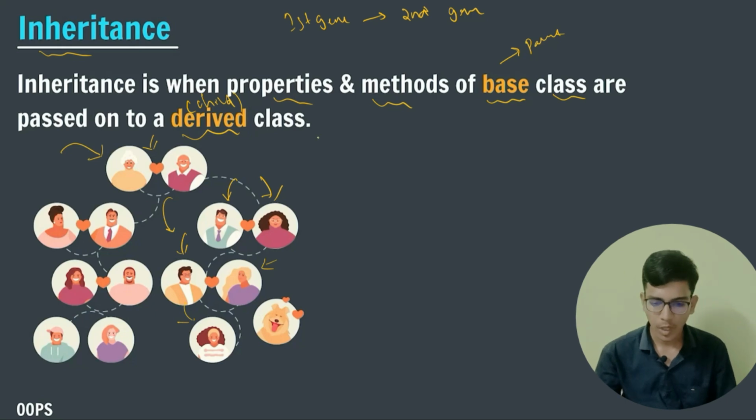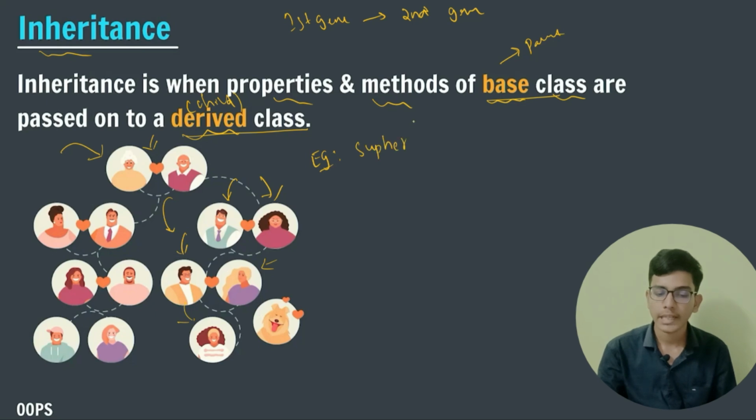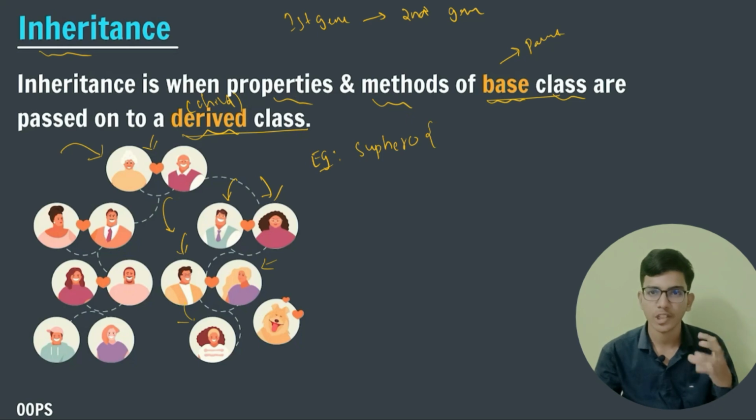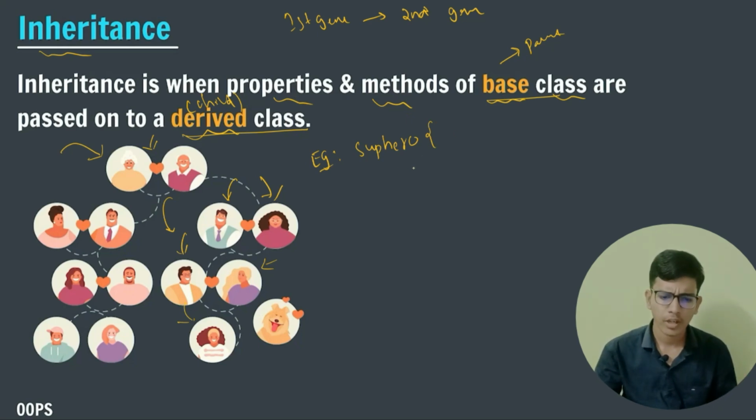Let us take an example to understand the base class, that is our parent class, and the derived class. Let us take the example of a superhero. We create a class for superhero, and we will write whatever properties or functions a superhero has. Let us write a method for superheroes that they can fly.